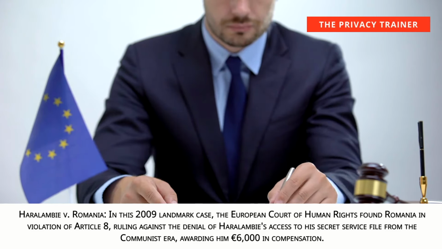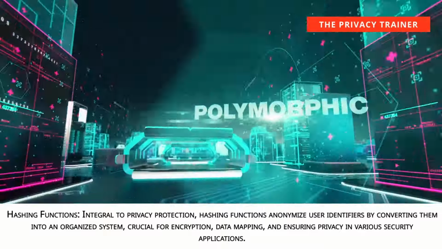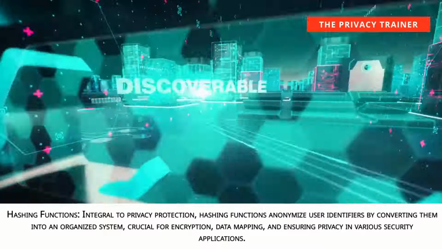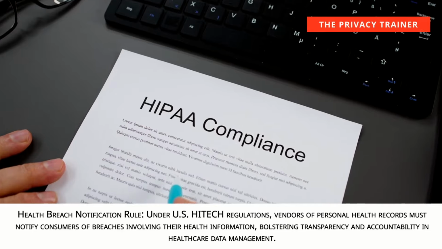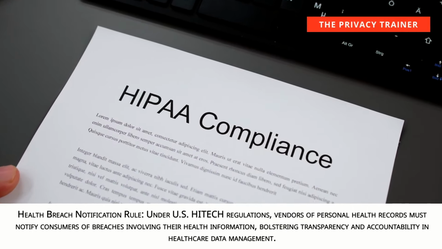Hashing functions. Integral to privacy protection, hashing functions anonymize user identifiers by converting them into an organized system, crucial for encryption, data mapping, and ensuring privacy in various security applications. Health Breach Notification Rule. Under US HITECH regulations, vendors of personal health records must notify consumers of breaches involving their health information, bolstering transparency and accountability in healthcare data management.